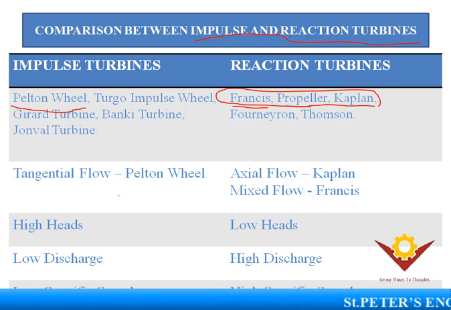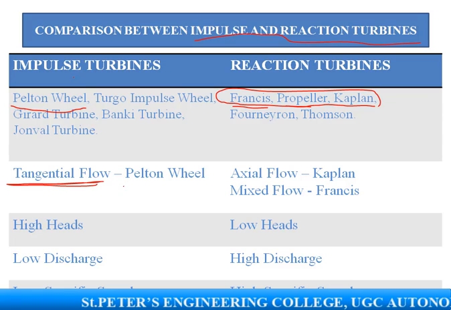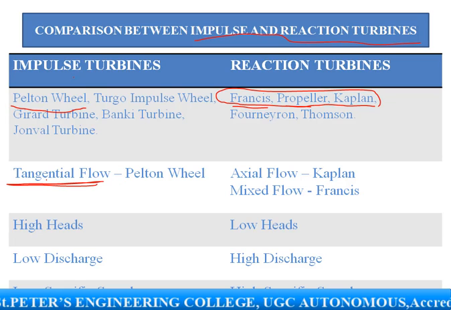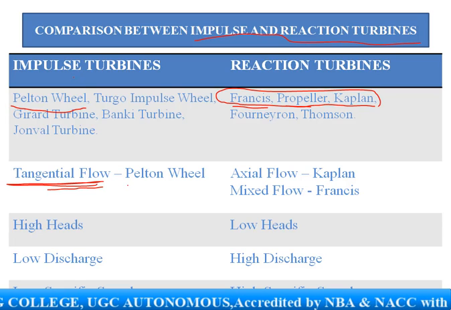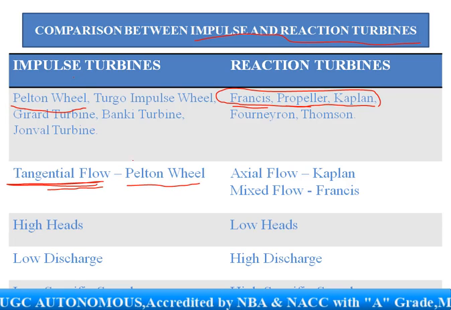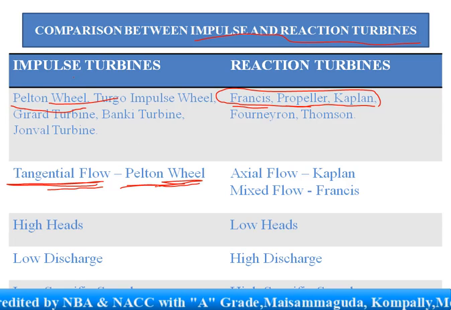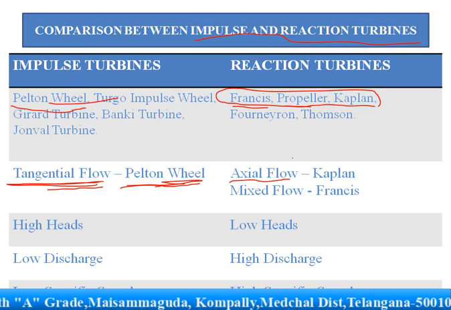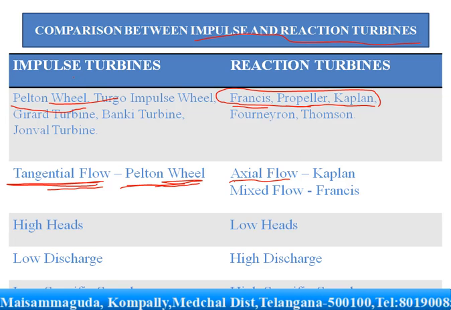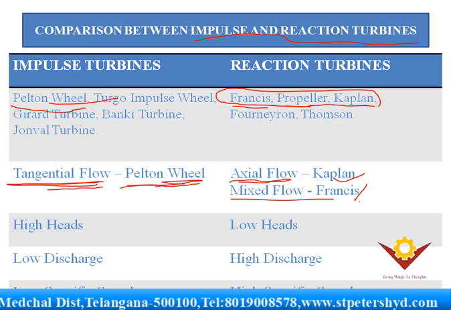And next, coming to the second point, tangential flow. Already we have seen this: the flow which is tangential to the runner is tangential flow turbines. The example for this tangential flow is impulse, and that too Pelton wheel turbines. And coming to the axial flow turbines, in reaction turbines axial flow turbines are Kaplans, and the mixed flow turbines are Francis.